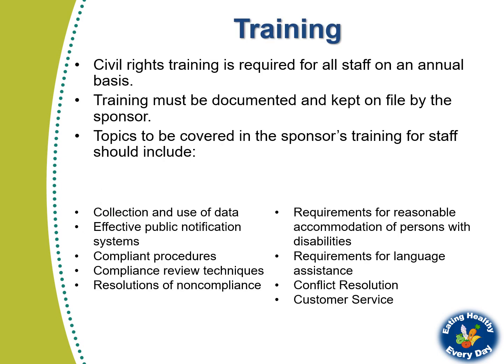Civil rights training is required for all staff on an annual basis. Training must be documented and kept on file by the sponsor. Topics to be covered in the sponsor's training for staff should include collection and use of data, effective public notification systems, complaint procedures, compliance review techniques, resolutions of noncompliance, requirements for reasonable accommodation of persons with disabilities, requirements for language assistance, conflict resolution, and customer service.